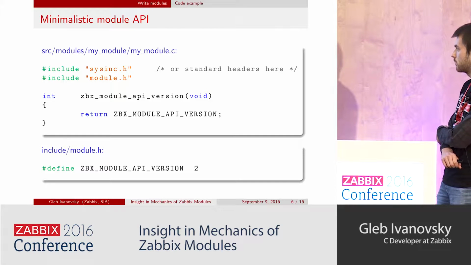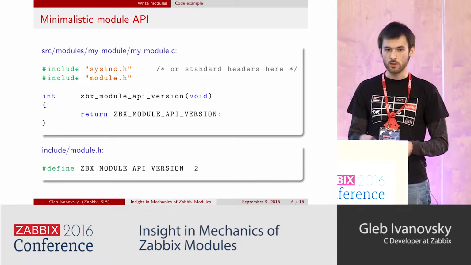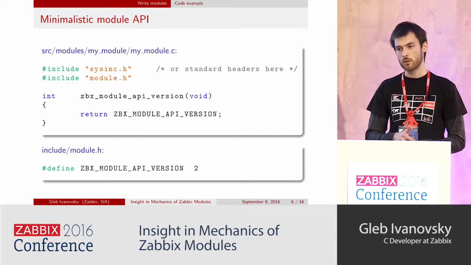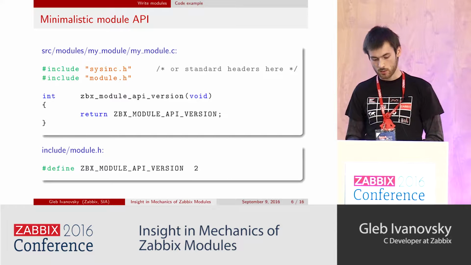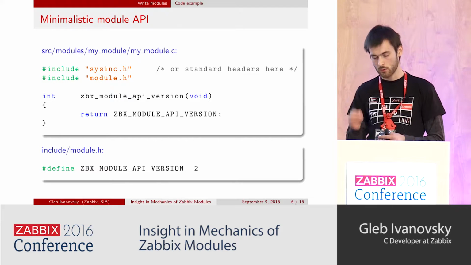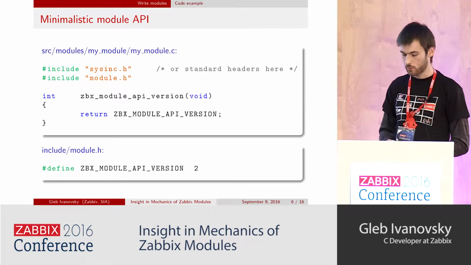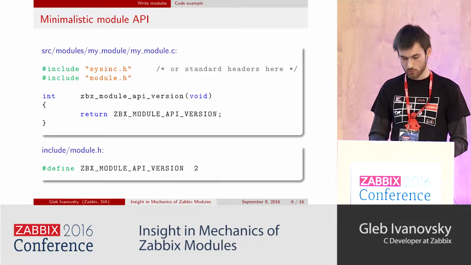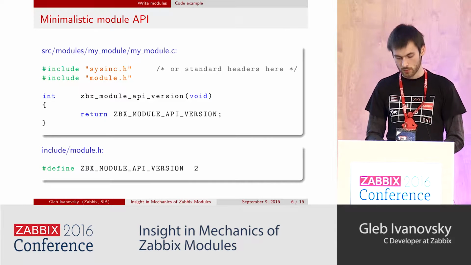But to guarantee binary compatibility between your module and different versions of Zabbix, it's better to recompile a module with a specific Zabbix version and on the specific platform. So for version 3.2, this constant is defined as 2. So this module will compile, will be loaded by Zabbix, but it will do nothing.